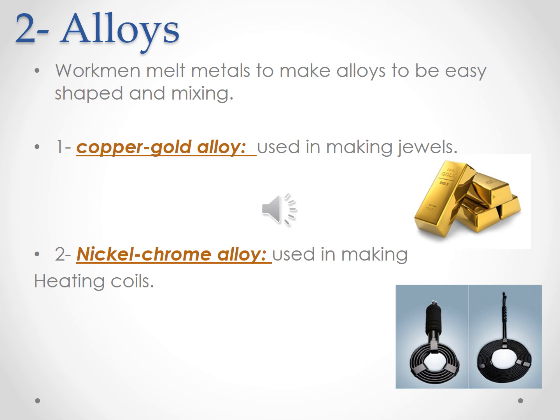The heating coil is found in some kettles. In some kettles, the base of the kettle is made of a heating coil, which is characterized by very high efficiency and very high speed in giving you heat to let the water boil. So again, we have two alloys. The first alloy is called copper gold alloy, and this is used in making jewels. And the second alloy is called nickel chrome alloy, and this is used in making heating coils.